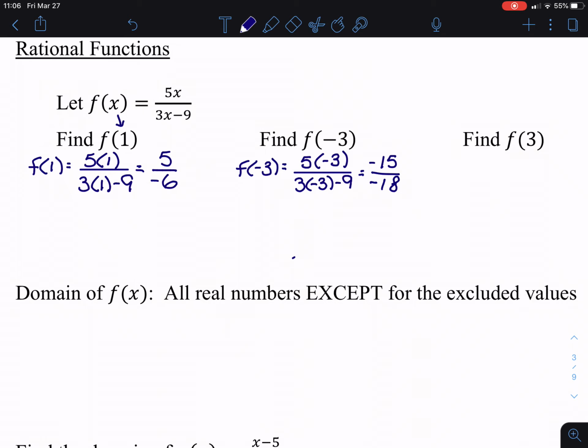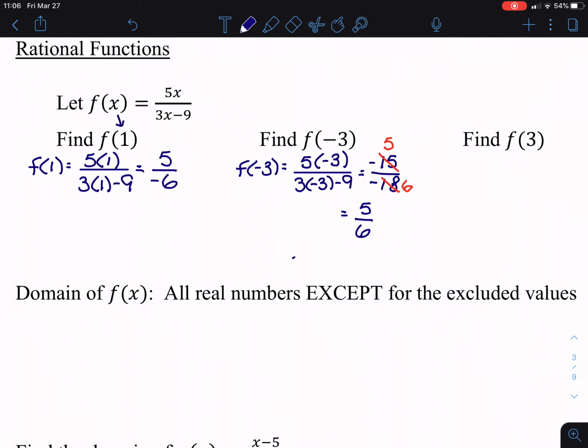Now I can simplify that because 15 is divisible by 3, so that becomes a negative 5, and 18 is divisible by 3, so that becomes a negative 6. So I have negative 5 over negative 6. This is equal to a positive 5/6.